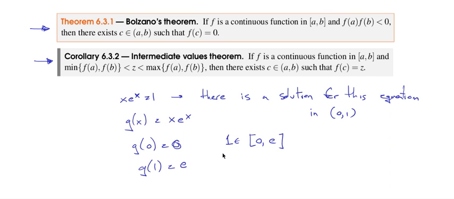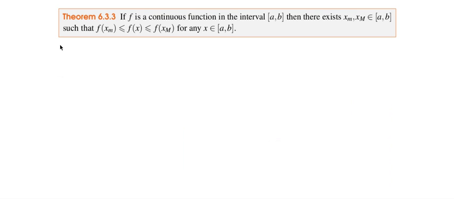And now the last important result, it's kind of similar: if f is a continuous function in this closed interval a, b, then we have a maximum value and a minimum value in this interval, such that there's an x sub small m and x sub capital M, such that their mapped values are the minimum and the maximum.